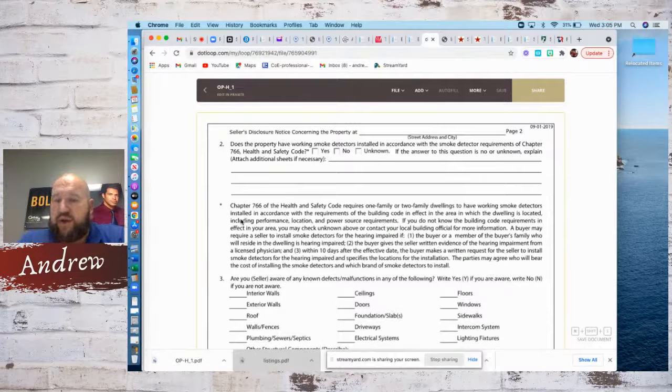The buyer gives the seller written evidence of the hearing impairment from a licensed physician, and within 10 days after the effective date, the buyer makes a written request for the seller to install smoke detectors for the hearing impaired and specifies locations for installation. Parties may agree who will bear the cost of installing the smoke detectors and which brand of smoke detectors to install.